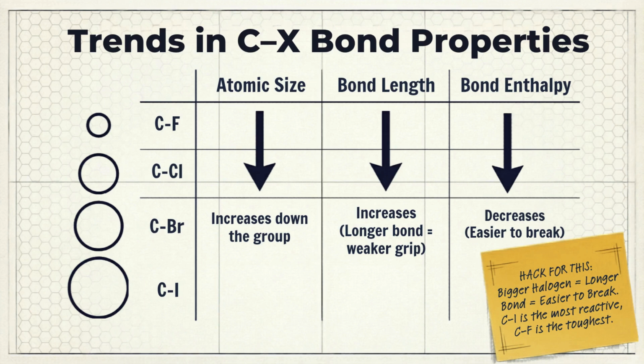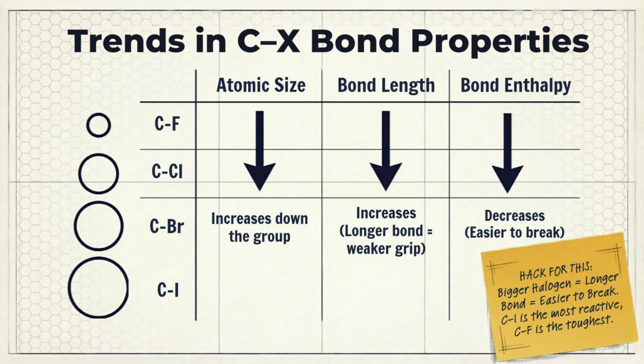The bond properties follow a predictable sequence. As halogen size increases down the group, bond length increases and bond enthalpy decreases. A longer bond is easier to break, so C-I is weaker and more reactive than C-F. The interesting part is dipole moment. It does not simply follow electronegativity alone. This shows that CH3Cl has a higher dipole moment than CH3F because bond length also contributes.